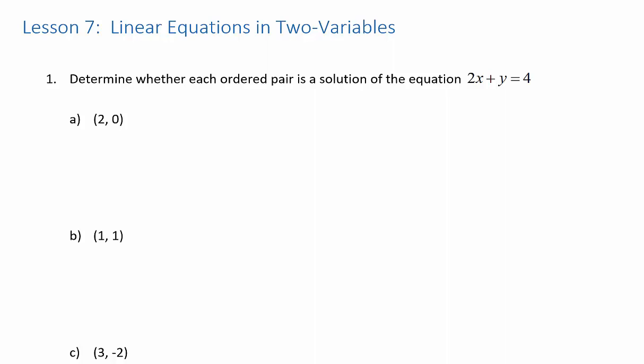Today we're going to look at linear equations with two variables. For example, I have the equation 2x plus y equals 4. So a solution to this equation is actually going to be two numbers, an x and a y. And we typically write these solutions as ordered pairs in parentheses. We always put the x first and then the y.